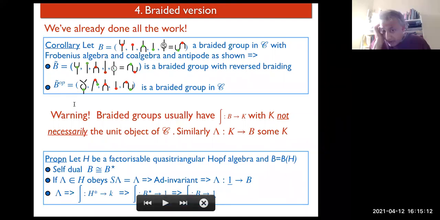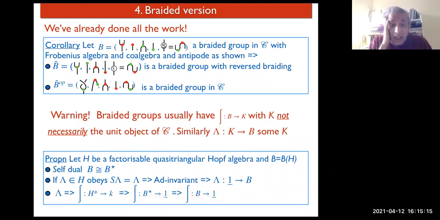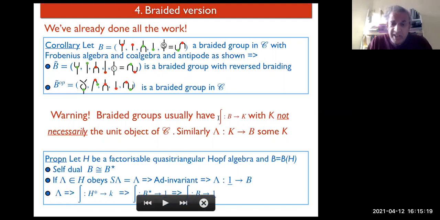Now, the other complication with regard to that corollary about the Frobenius structure is that for braided groups, the integral is now going to be a morphism from B into something like a trivial object, but it isn't. Most braided Hopf algebras do have an integral, but the integral does not usually map to the unit object of the category. It maps into some other one-dimensional object, but it doesn't have to be the trivial one. And so there is some kind of charge, if you like, associated with the value of the integral.